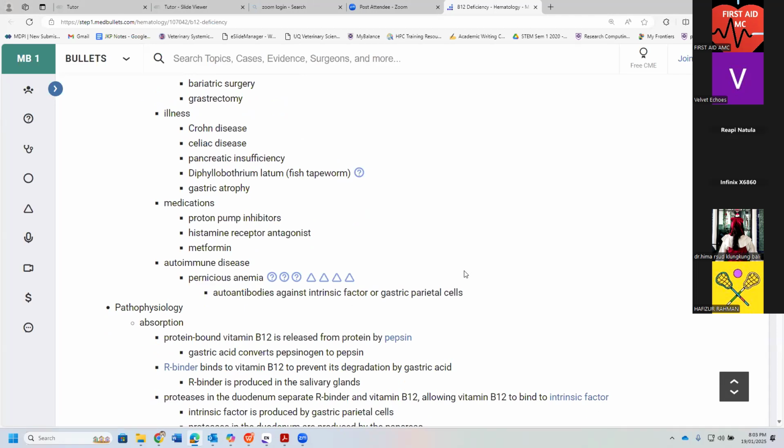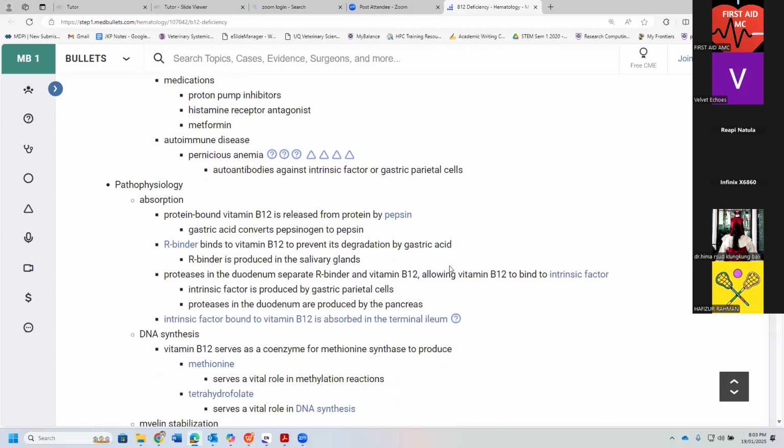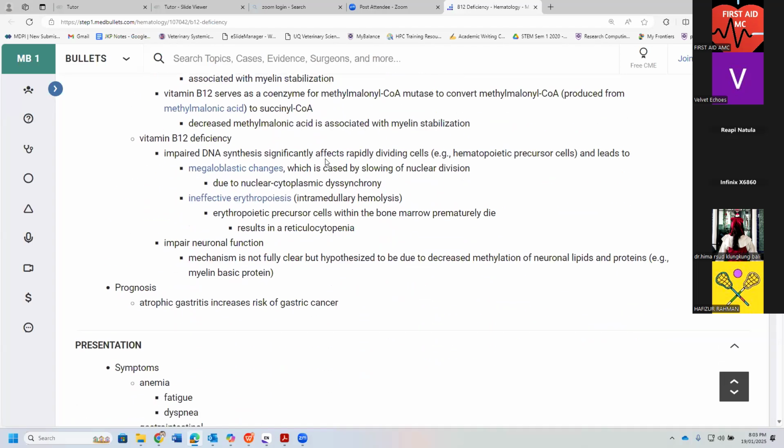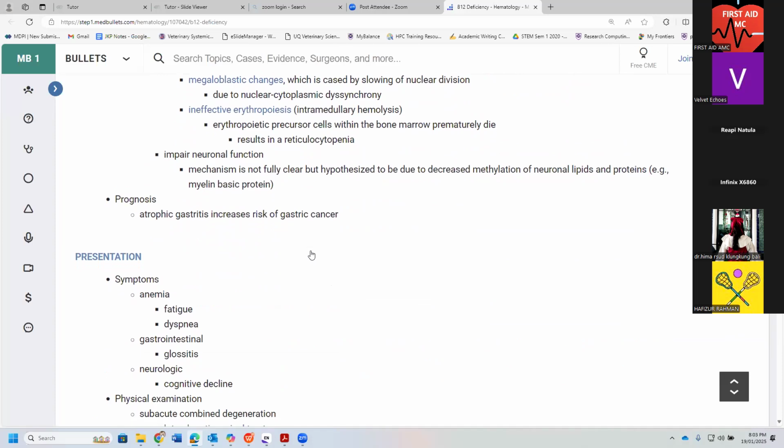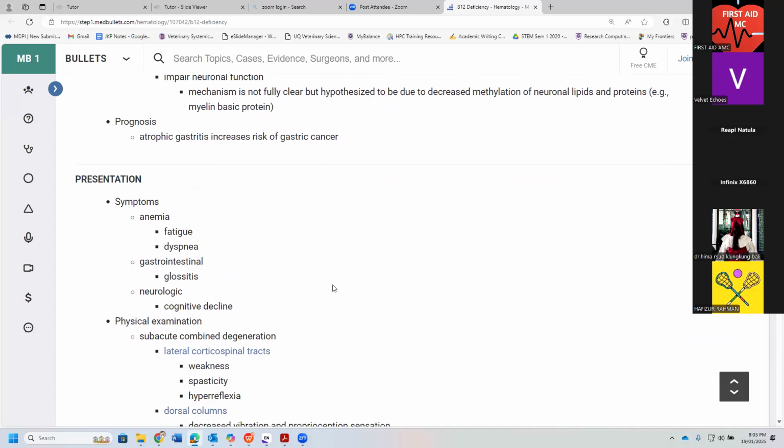Pernicious anemia is a condition in which vitamin B12 attaches to intrinsic factor, and then it gets absorbed within the lumen of the duodenum. So autoantibodies are formed against intrinsic factor, which is like a transporter of vitamin B12. So this can cause vitamin B12 deficiency as well. This is pathophysiology, which I don't bother with because it doesn't matter in the exam. No question will be asked about this.